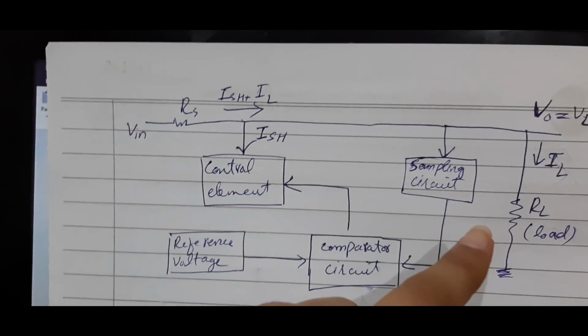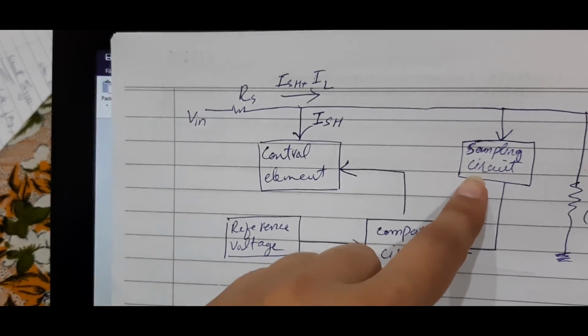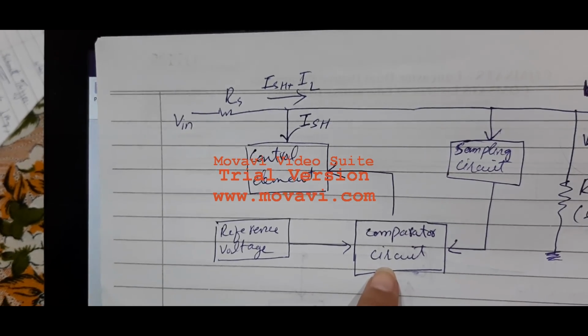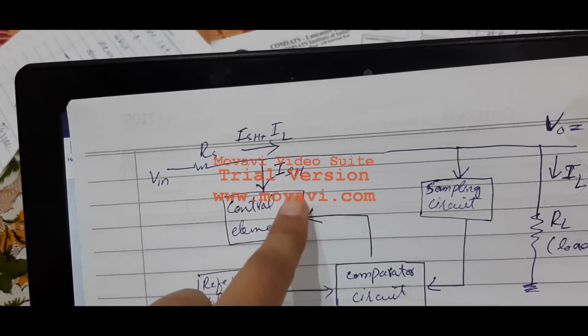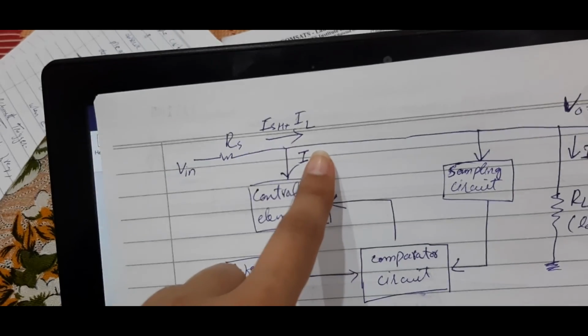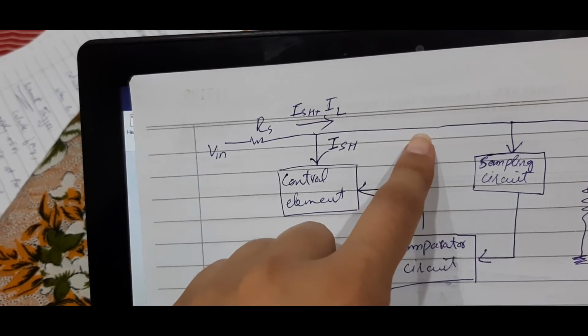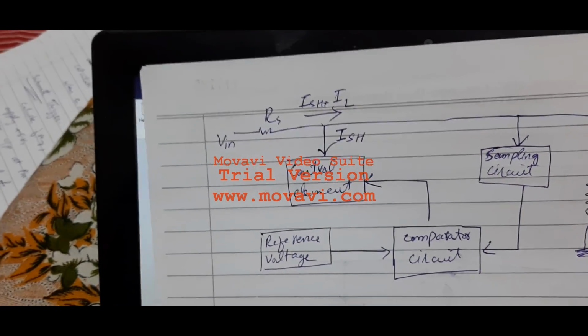For example, if the load voltage is higher, then the sampling circuit provides a feedback signal to the comparator, which provides a control signal to increase the shunting current. It means that the current IL given to the load will be less, so less voltage will be given to the load, which will maintain the output voltage.